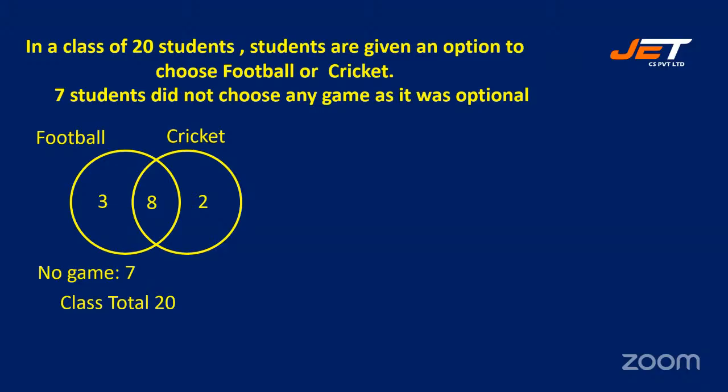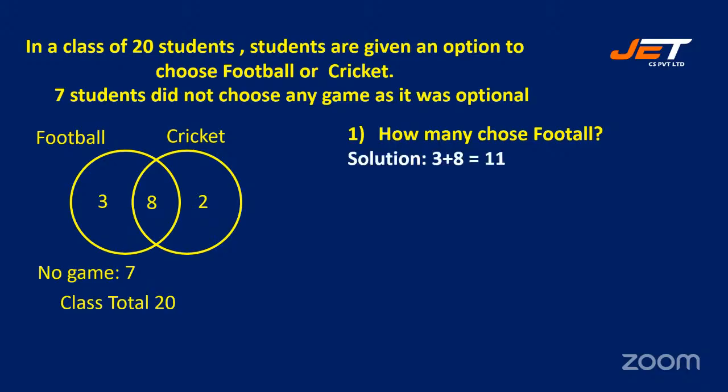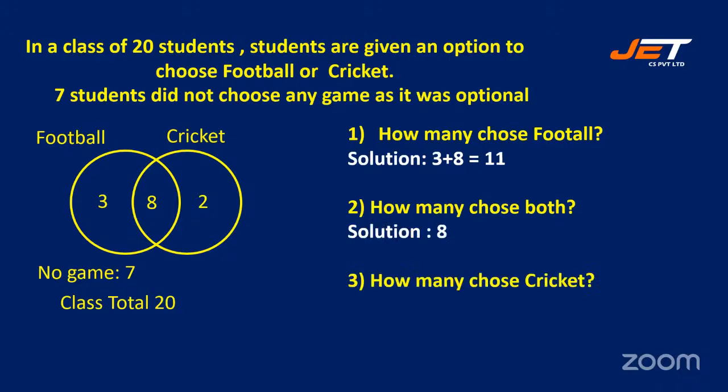So who play no game is 7. So total strength is 20. Now how many choose football? 3 plus 8. How many choose both? 8. How many choose cricket? 2 plus 8.